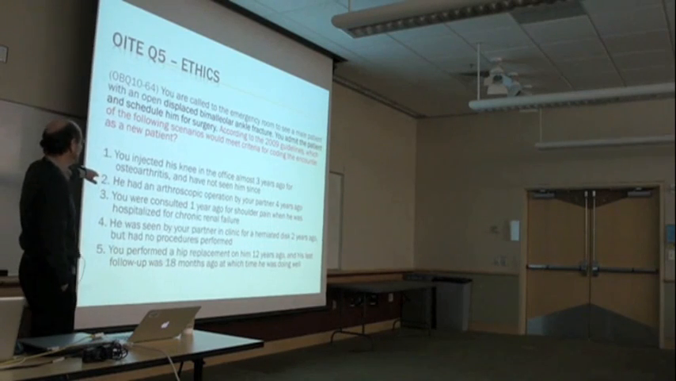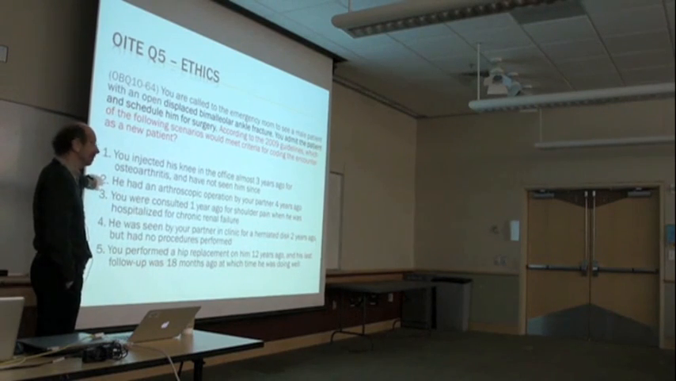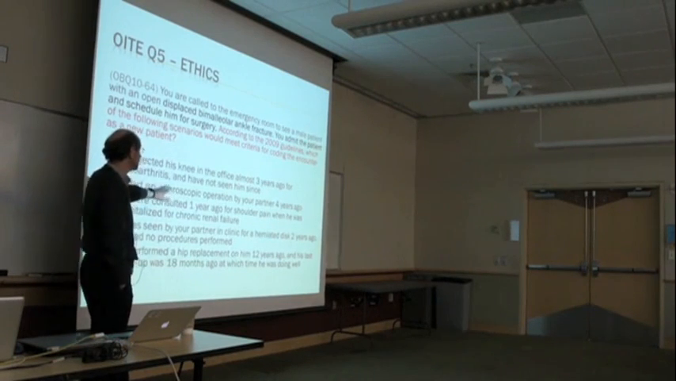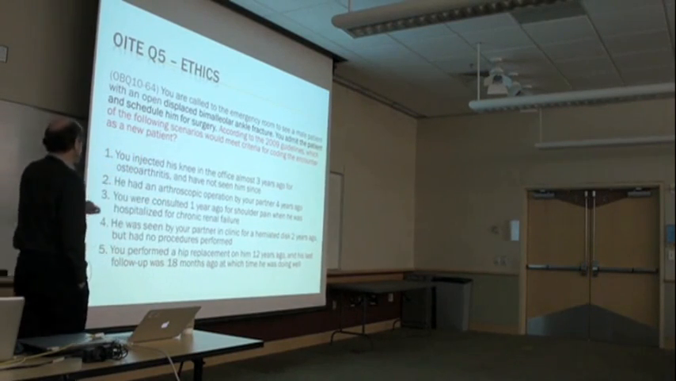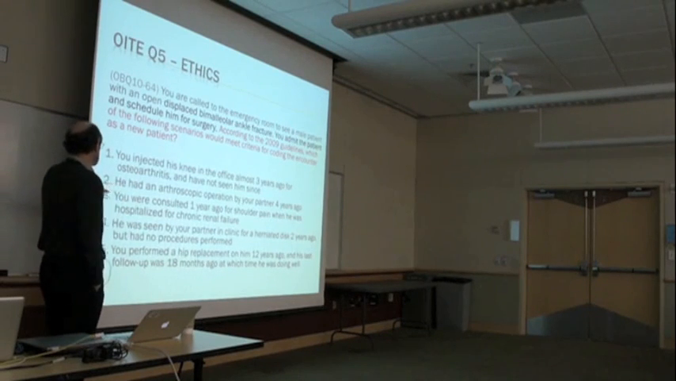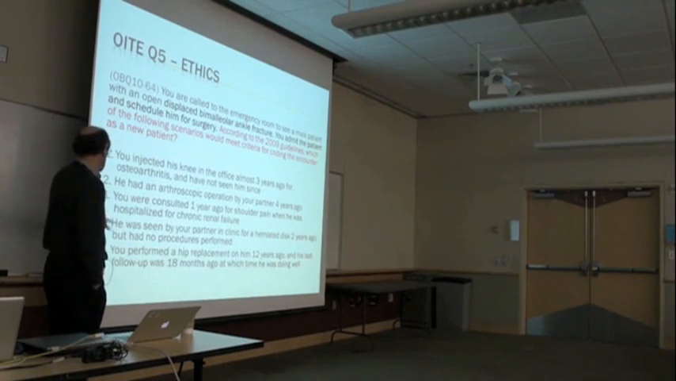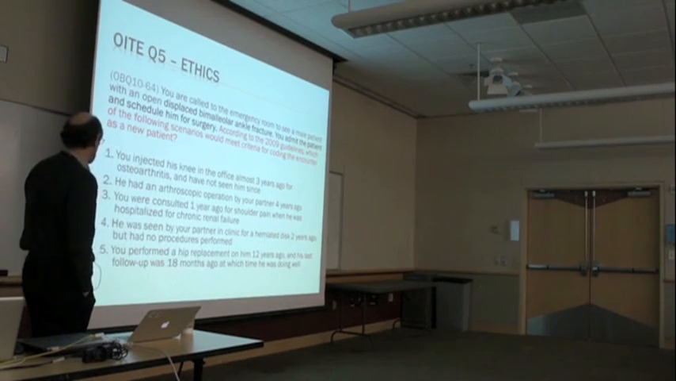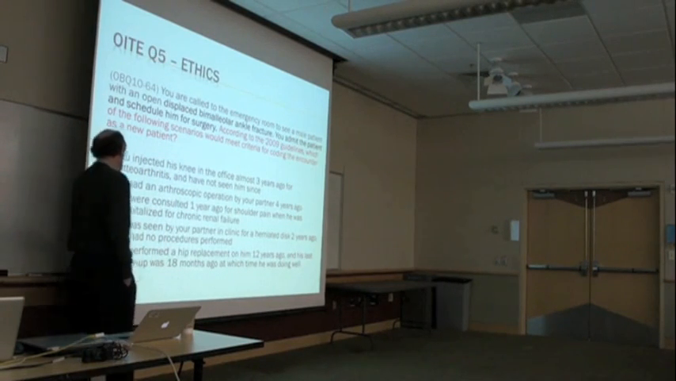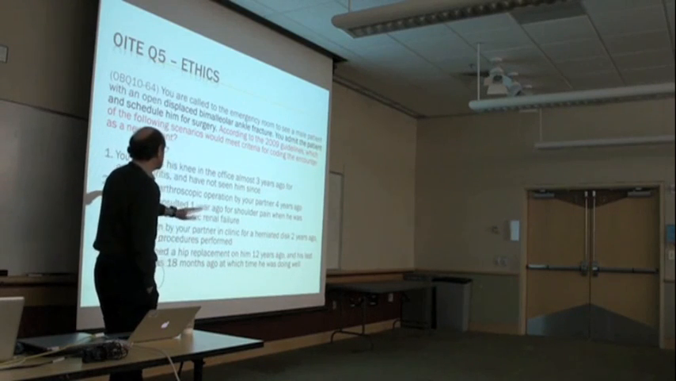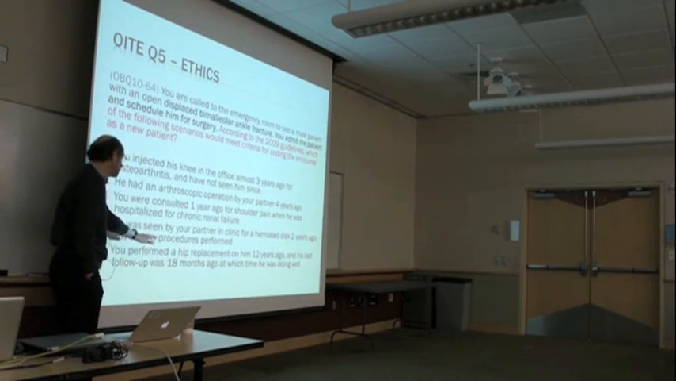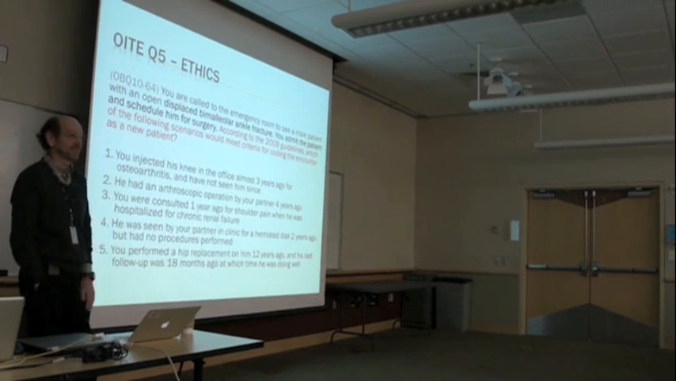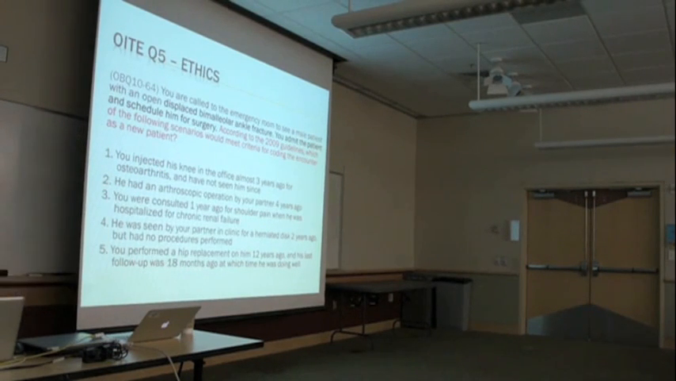Could you code if he had an arthroscopic operation by your partner 4 years ago? Could you code if you were consulted 1 year ago for the same patient's shoulder pain when he was hospitalized for chronic renal failure? Could you code if he was seen by your partner in clinic for a herniated disc 2 years ago? And could you code if you performed a hip replacement on him 12 years ago and his last follow-up visit was 18 months ago, that's great follow-up, at which time he was doing well? Okay, what's the answer?